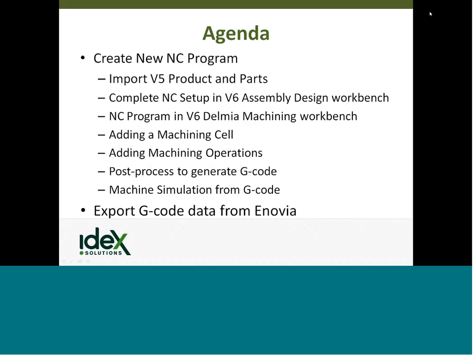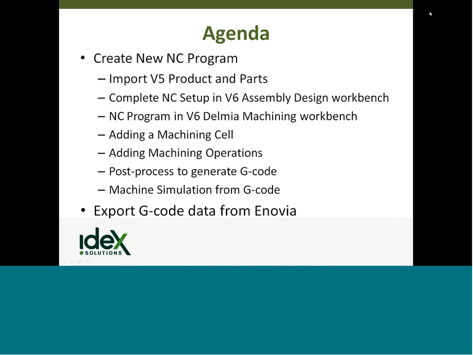Beyond that, the bulk of this presentation will be creating a new NC program in V6. I'm going to start that by importing some product and parts from V5. We'll incorporate that into then a V6 assembly. We'll do a little bit of assembly design, not a lot there. We'll then go into the machine programming workbench, which is in V6, under the Delmia brand. So we'll actually create a new program.